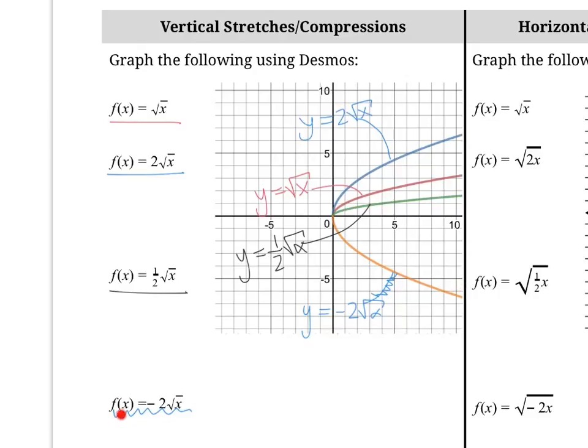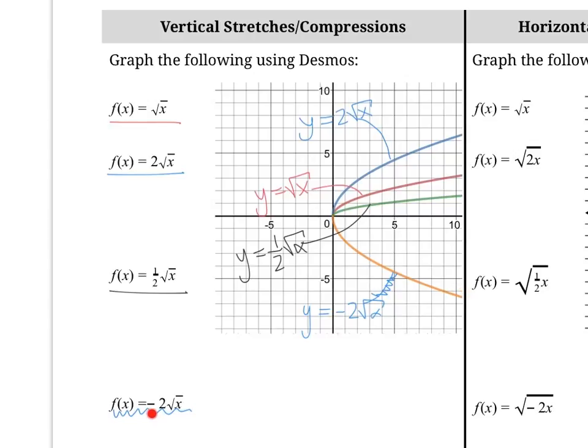If you take a look at the equations of the blue graph and the orange graph, this graph here and this graph here, they have the exact same absolute value for the number. The only difference is that there is a negative here. So we can conclude from this that the absolute value of this number, this number 2, is what's going to affect how stretched or compressed it is.